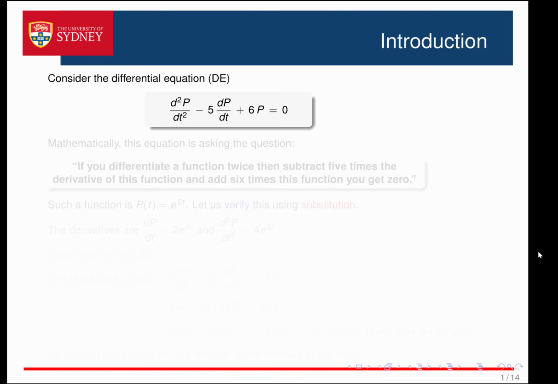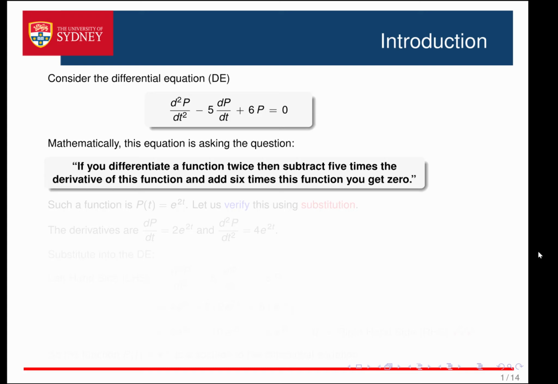Slide 1, Introduction. To start with, we introduce some ideas with a specific example of a second-order differential equation, where the second derivative of some unknown function p, minus 5 times the derivative of p, plus 6 times p, is equal to 0.